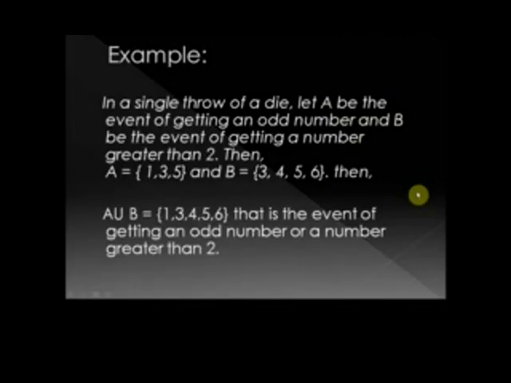Now let us consider an example. In a single throw of a die, let A be the event of getting an odd number and B the event of getting a number greater than 2. Then A would be the set 1, 3, 5 as these are odd numbers, and B would be 3, 4, 5, 6 because these are the numbers greater than 2. Now we have to find A union B. Therefore A union B would be equal to 1, 3, 4, 5 and 6. That is the event of getting an odd number or a number greater than 2, which is equal to the set 1, 3, 4, 5, 6 in this case.